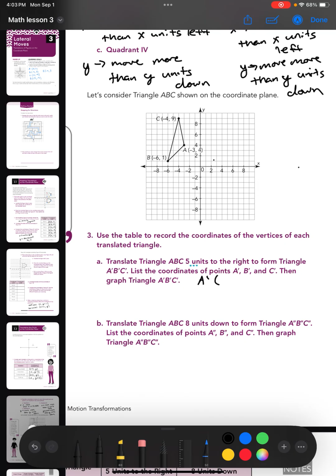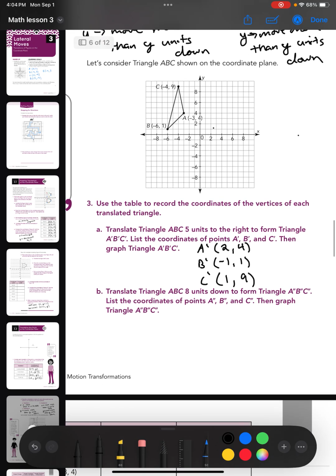So the new A, if we move that 5 units to the right, the current X value is -3. So if we do -3 plus 5, we're at 2. So that'd be 2, and the Y would remain unchanged. The old B is at an X value of -6. When we add 5 to that, we're going to be at an X value of -1, and the Y remains unchanged. And then for C, the current point is -4, 9. If we add 5 to the X, 5 plus -4, we're now at an X value of 1. So there's our new point.